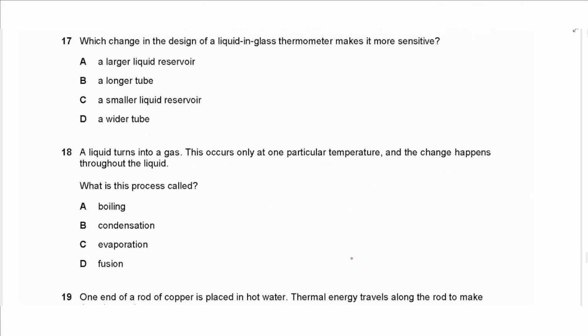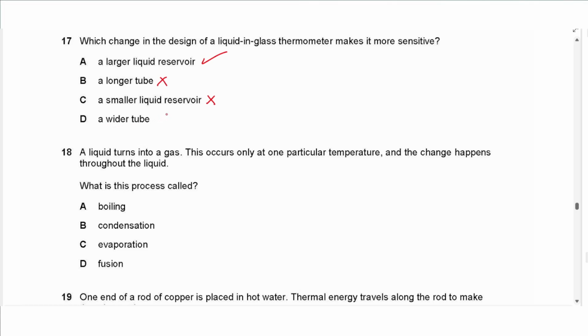Question 17 is removed from the syllabus because it is about thermometers, so you can skip this question. It says which change in the design of a liquid and glass thermometer makes it more sensitive? Larger liquid reservoir, yes, because it increases the amount of expansion. Longer tube, no, that affects the range. Smaller liquid reservoir, no, that would decrease sensitivity.